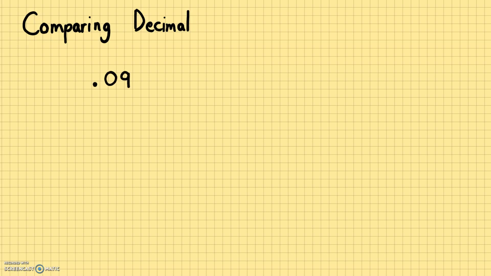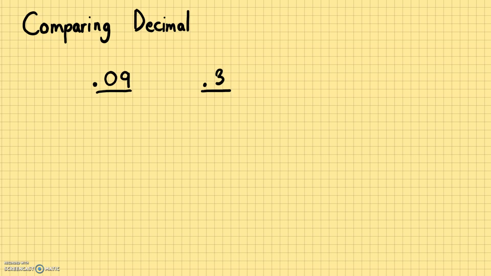In this video, I would like to go over comparing decimal numbers. It might not be as straightforward as whole numbers, but it's also not as confusing as fractions. By comparing, we mean knowing which decimal is bigger. For example, if I have 0.09 and 0.3, which of these decimals is bigger?